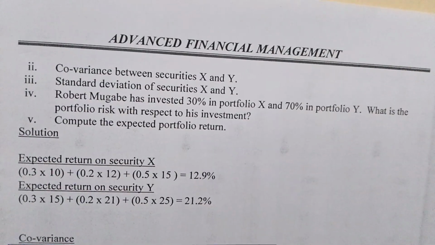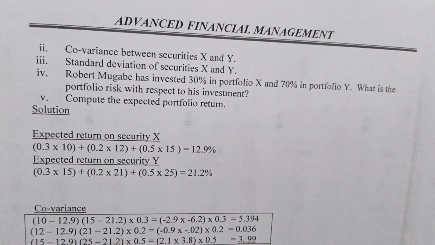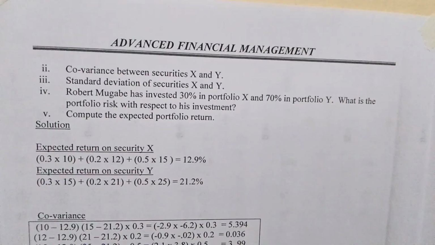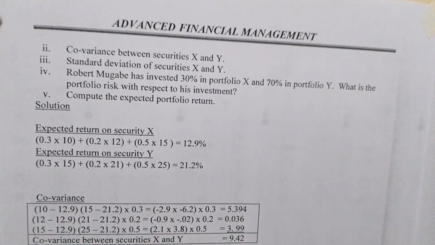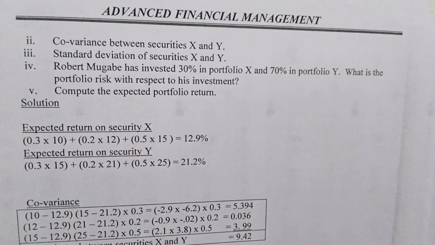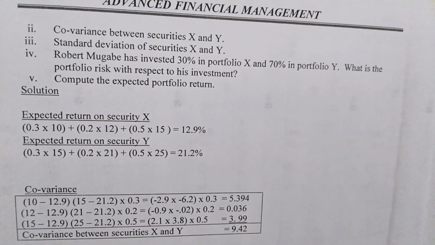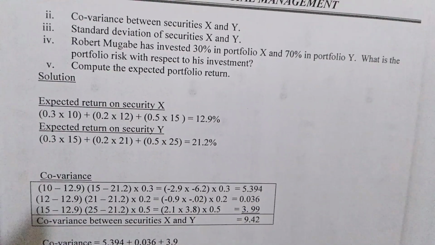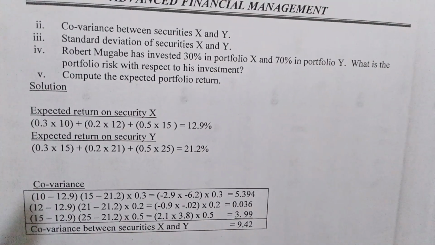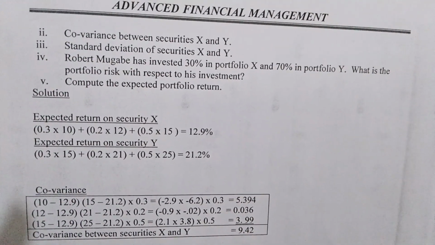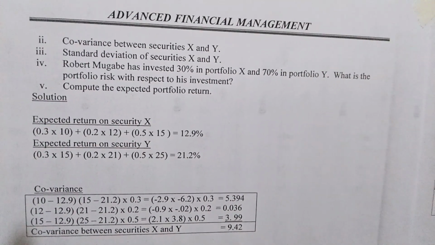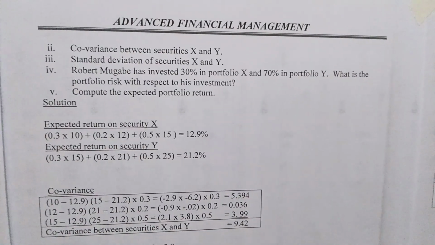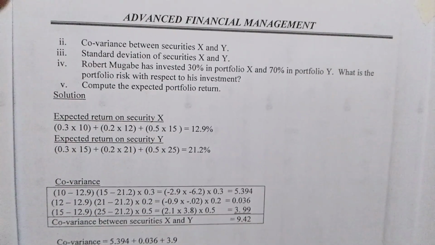Number 4, Robert Mugambe has invested 30 percent in portfolio X and 70% in portfolio Y. What is the portfolio risk with respect to his investment? In number 3, we were calculating the risk for each individual portfolio, X and Y. But here, we are saying if you combine both securities, you invest in both security X and Y, what is the risk if you combine both securities in the proportion of 30% to 70%.